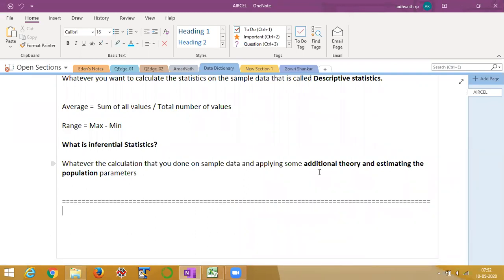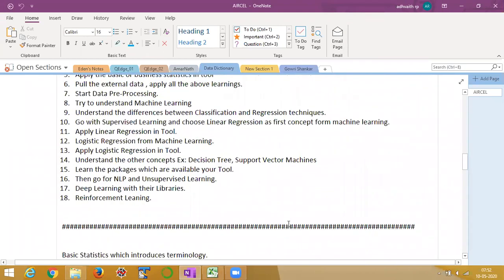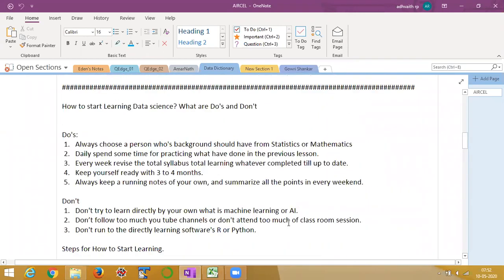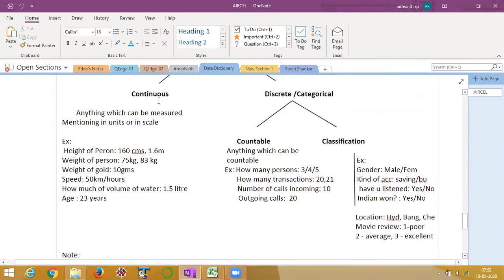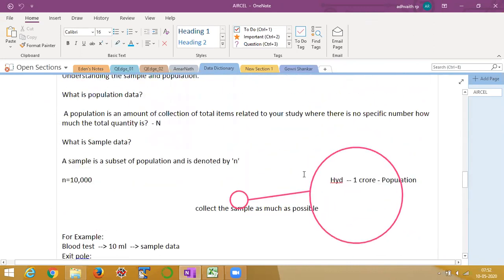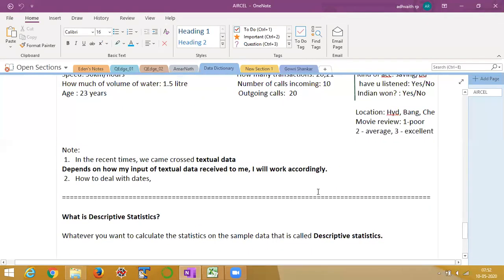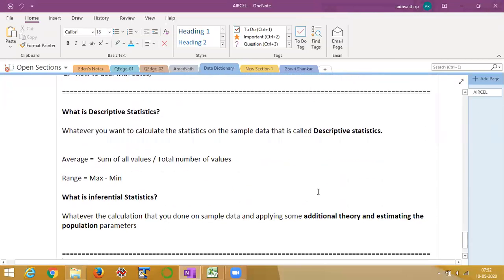In my previous class, we learned what a random variable is and what its data types are, continuous and discrete. We also learned the differences between sample data and population data. After that, we discussed descriptive statistics and inferential statistics, and I described the basic differences between them.